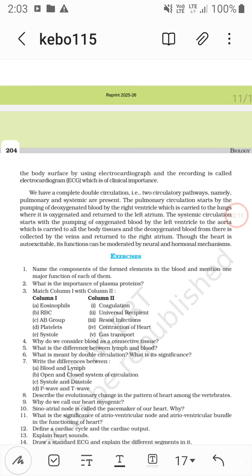So we have the complete double circulation, that is two circulatory pathways, namely the pulmonary and systemic. The pulmonary circulation starts by the pumping of deoxygenated blood by the right ventricle, which is carried to the lungs where it is oxygenated and returned to the left atrium.